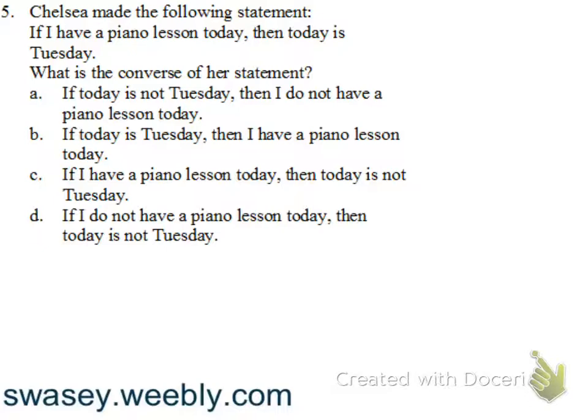Alright, we've got a statement, if P then Q. If I have a piano lesson today, then today is Tuesday. For a converse, we switch both. So instead of if P then Q, we'll have if Q then P. So we would say, if today is Tuesday, then I have a piano lesson. Which is choice B.